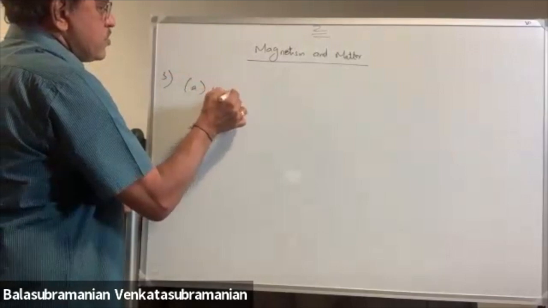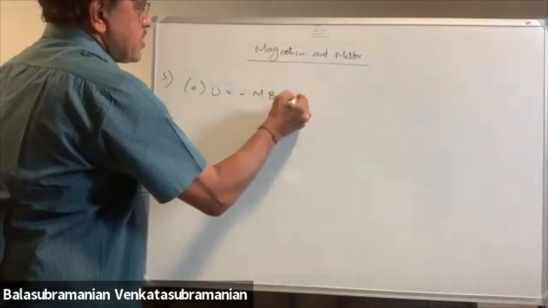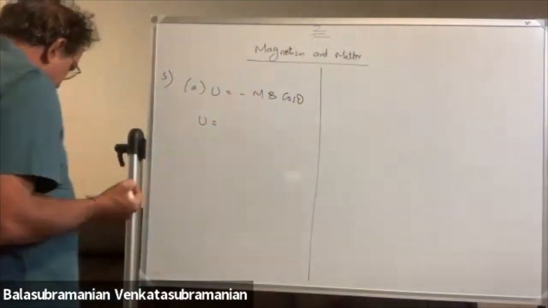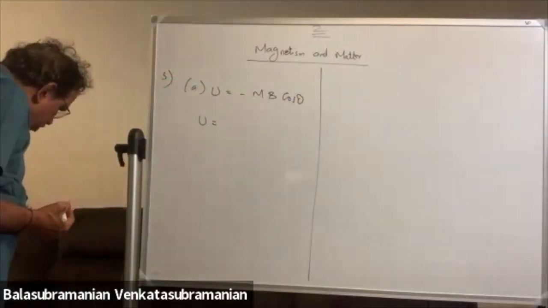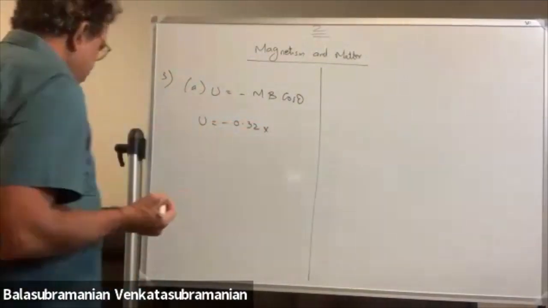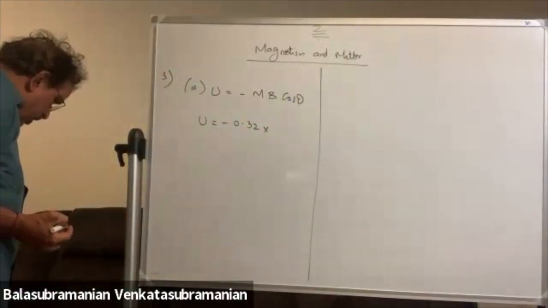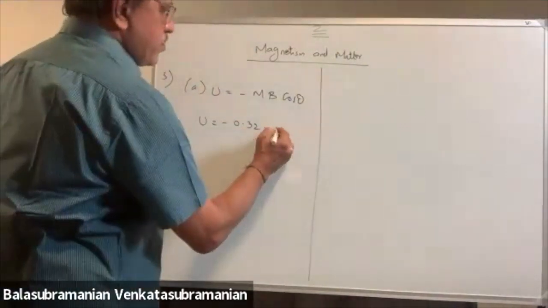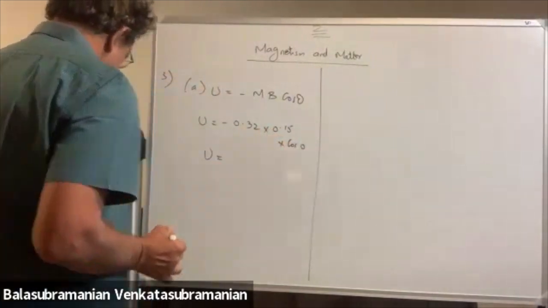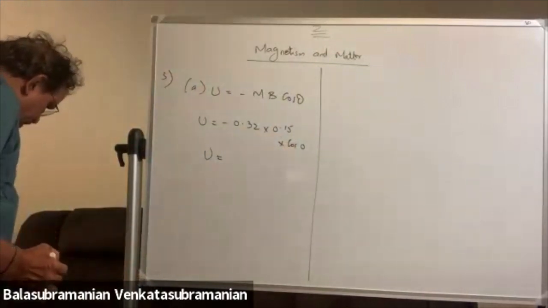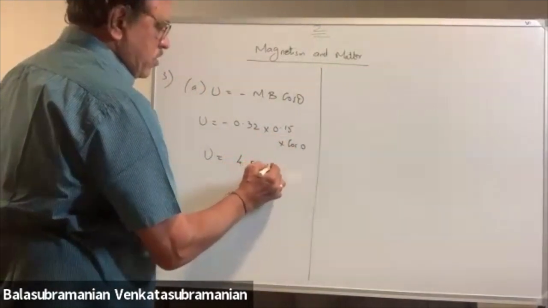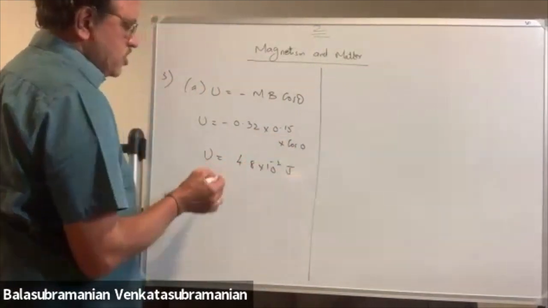So the basic formula for potential energy is U is equal to minus mB cos theta. M is called magnetic moment. That value 0.32 into magnetic induction 0.15 Tesla into cos 0. Cos 0 is 1. So the answer is 4.8 into 10 power minus 2 joules. This is energy, so joules.